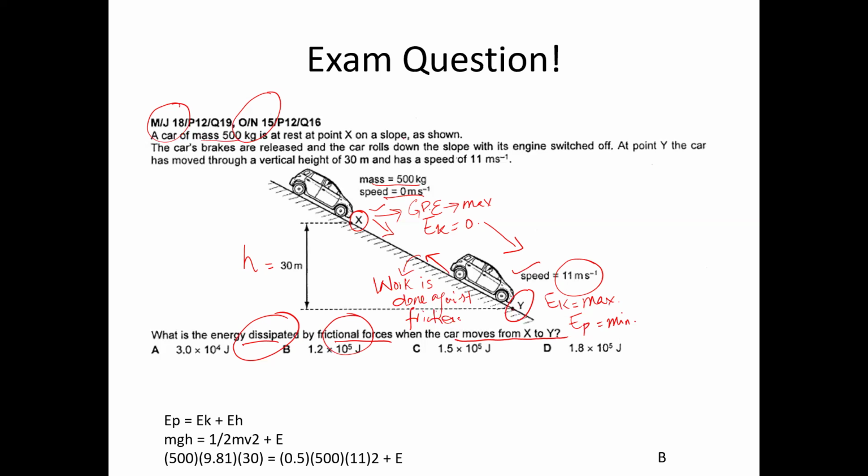तो क्या equation आप use करेंगे? Equation इस तरह बनाएंगे: loss in gravitational potential energy will be equal to gain in kinetic energy plus energy dissipated due to the frictional forces. Let's call it EF. The total maximum energy was gravitational potential energy. उसका थोड़ा हिस्सा convert हो गया kinetic में और थोड़ा हिस्सा convert हो गया energy wasted by the frictional force.